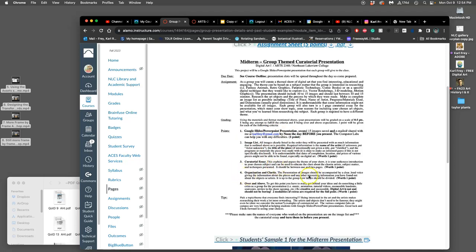You get points for being organized and clear, that the person who's speaking for the presentation, that's walking us through the slides that last between 10 to 15 minutes, knows what they're saying, knows the information, and that everything is organized together, like the right information is right with the right images. And there's a few different ways you can do that.